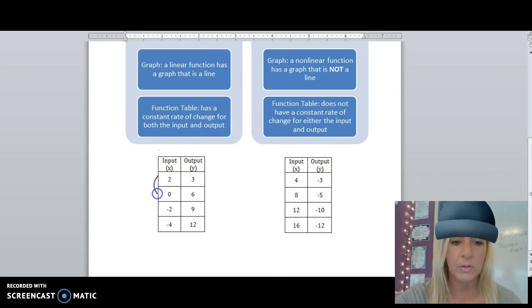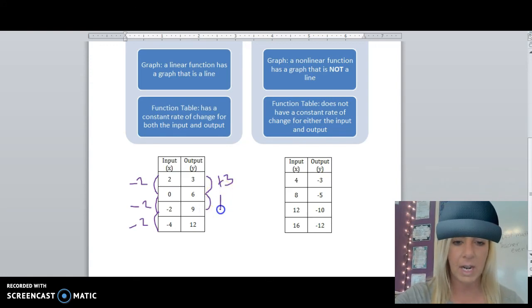My input values: from 0 to -2 is -2, from -2 to -4 is -2. So my input values have a constant rate. Let's look at my y values. From 3 to 6 is +3. From 6 to 9 is +3. And from 9 to 12 is +3.